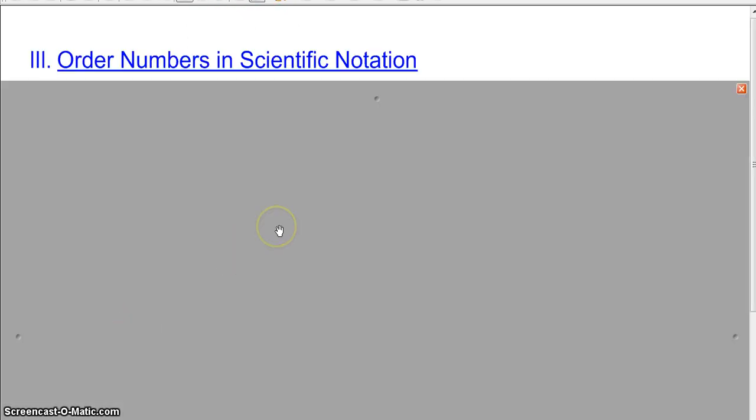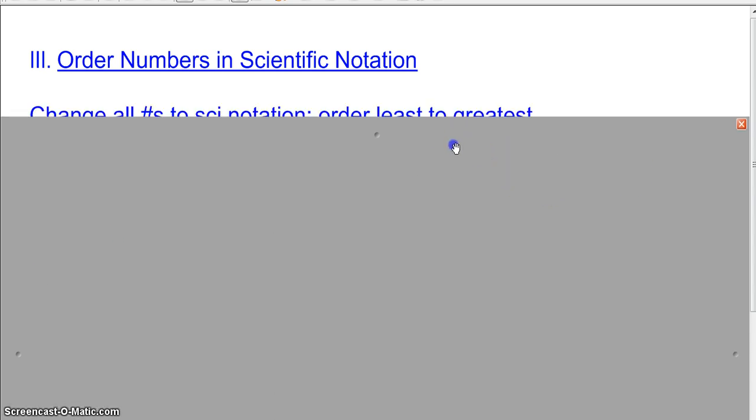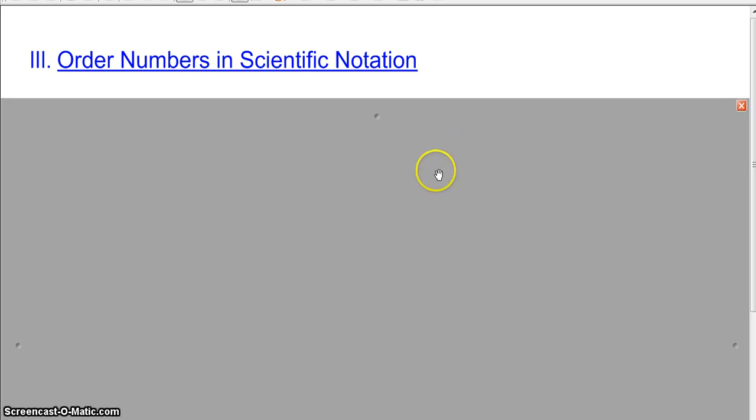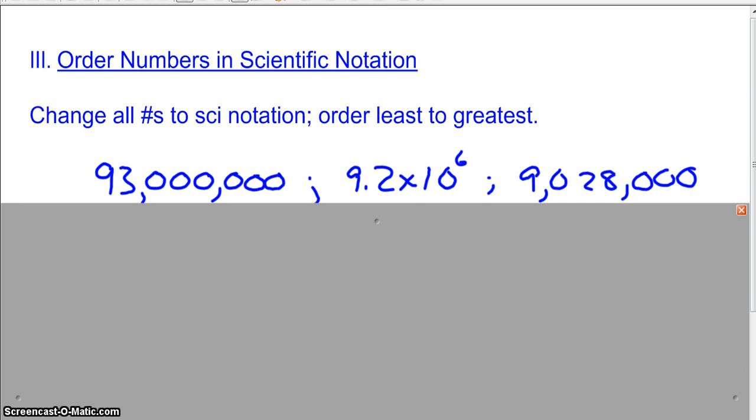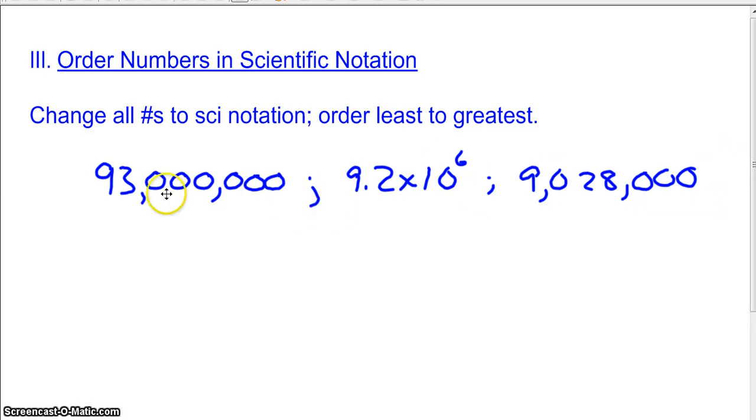Okay, ordering numbers in scientific notation. First, when you're ordering numbers, you want them to be in the same form, right? So here's a list of 3 numbers. They're not in the same form. So we want to change them all either to standard or to scientific notation in order to find least to greatest order. Let's change these to scientific notation to do that. Pause the video and do that and come on back.